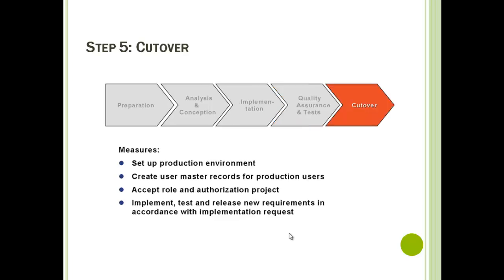The final step is the cutover plan. Now we need to prepare the production for actual usage. At that time you need to create a lot of user master records in the production system. So you also need to do some additional activity. Let's say create a user group, so you can group these users, based on company codes or based on modules.